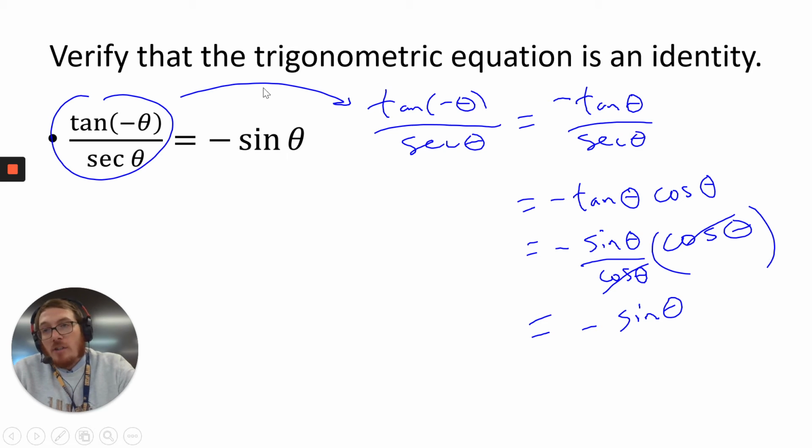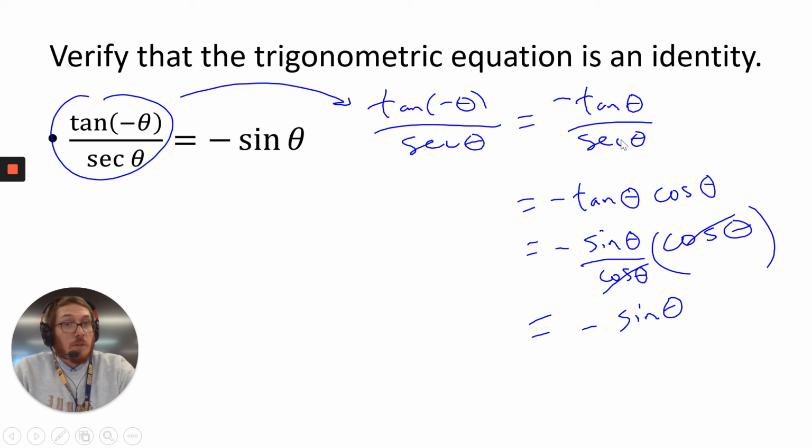The next question has tangent of negative theta over secant. Probably start with the more complicated side, which would be tangent of negative theta. This is one of the cases where you have to use on your paper the odd and even functions. Okay, they're also called the parity functions. You'll notice it says tangent of negative u equals negative tan u. Well, that's the same here, just with theta. So tangent of negative theta is negative tangent theta.